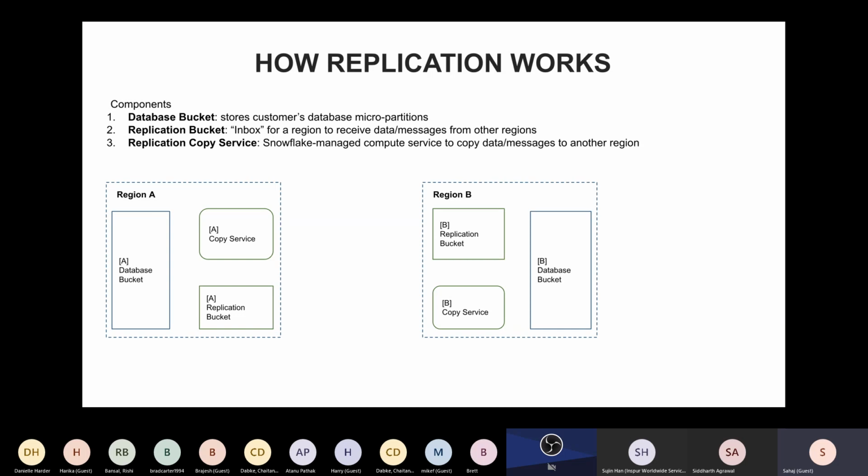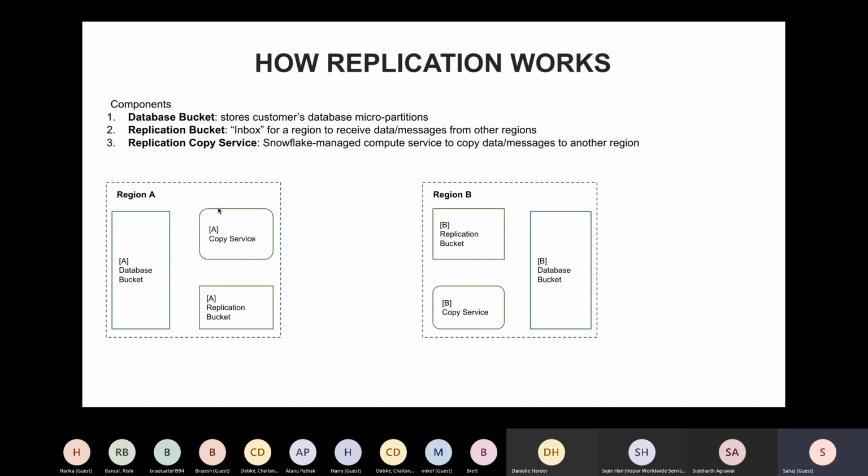But how it works is, let's imagine we have two regions. You could imagine we have region A, let's say that's Azure East US, and region B, let's say that's GCP. And on top of that, we're using S3 or Google Cloud Storage to store the data that customers load into Snowflake. So let's call that the database bucket. Here we're using S3, here we're using Google Cloud Storage.